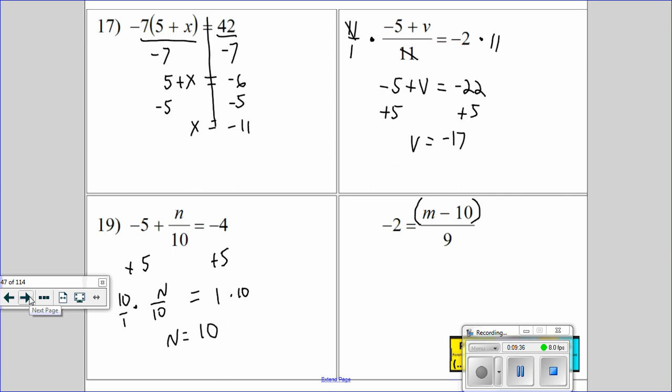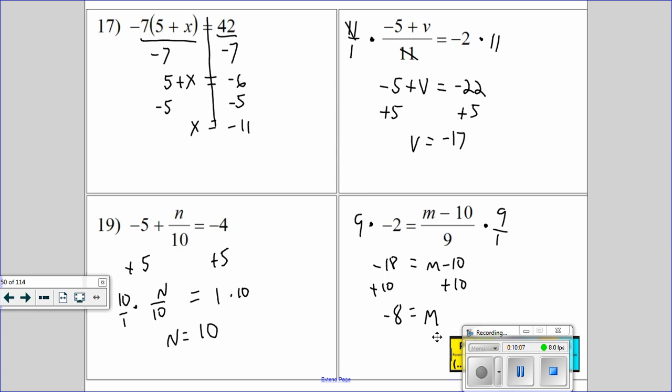Okay, let's take a look at our last example here. We're going to multiply by 9 on both sides. The 9s will cancel out. I have 9 times negative 2, which is negative 18. Drop down m minus 10. Then we add 10 on both sides, and that gets us negative 8 is equal to m, or m equals negative 8.